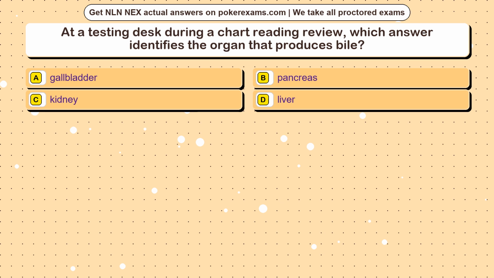Question 23. At a testing desk during a chart reading review, which answer identifies the organ that produces bile? Option A, gallbladder. Option B, pancreas. Option C, kidney. Option D, liver.